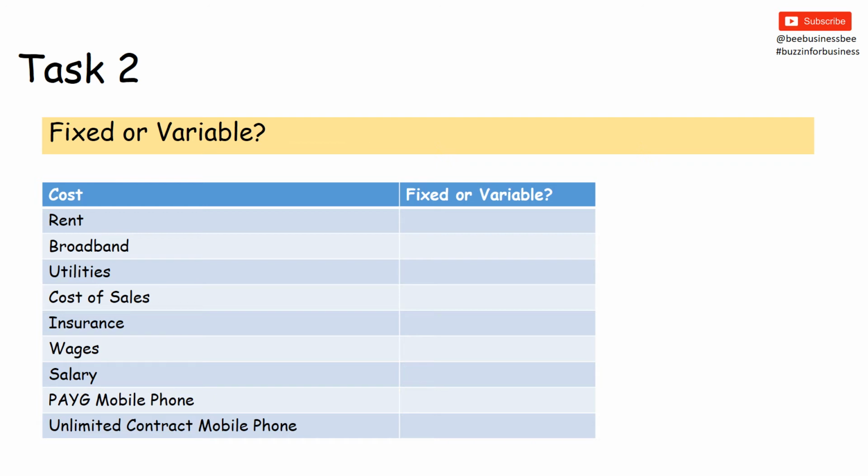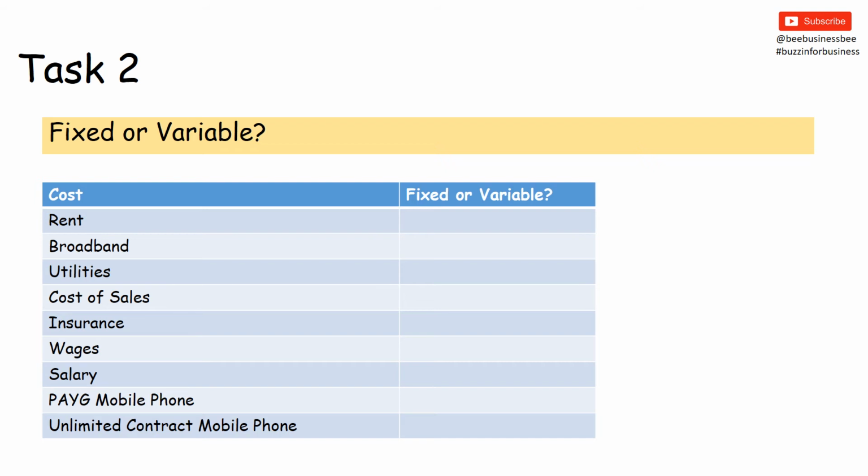Utility would be variable because obviously the more I use, so the more I put the lights on and the more I turn the heating on, or the more that I run the taps, the more I'm going to pay on my gas, my electric or the water. Cost of sales will be variable because the more products I sell, the more it's going to cost me to buy in the materials that I need to make those sales. Insurance typically will be fixed because you pay the same amount of money regardless, so you pay an insurance premium based on what they predict at the beginning of the year.